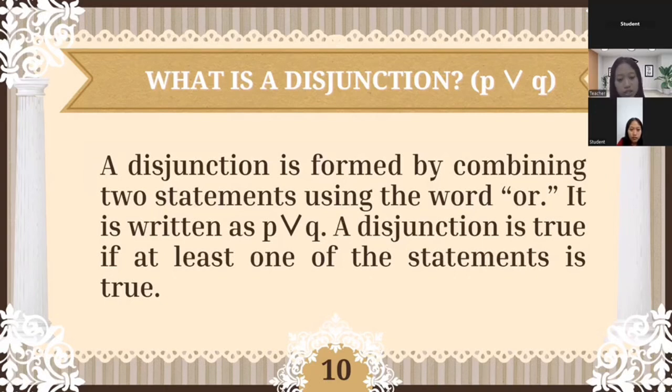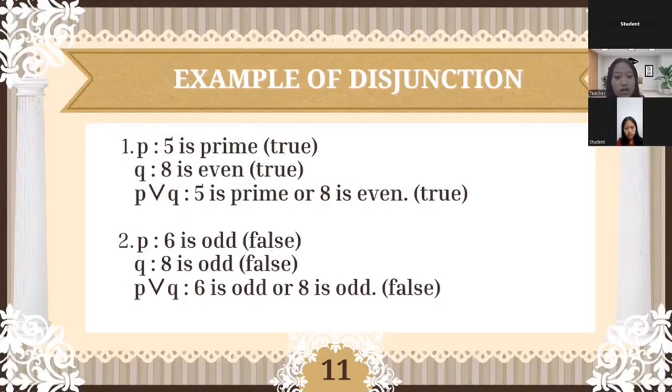What is a disjunction? A disjunction is formed by combining two statements using the word or. It is written as P or Q. A disjunction is true if at least one of the statements is true. Okay? The example of disjunction, number 1: P.